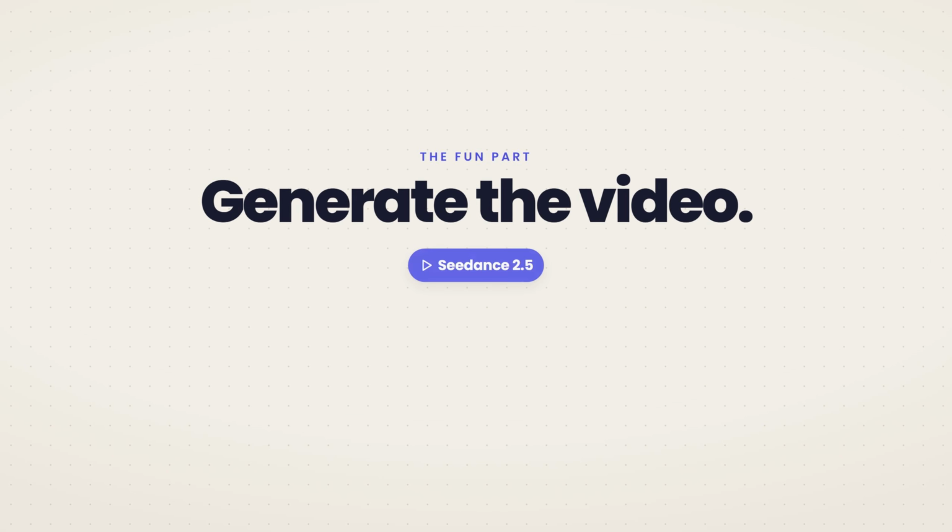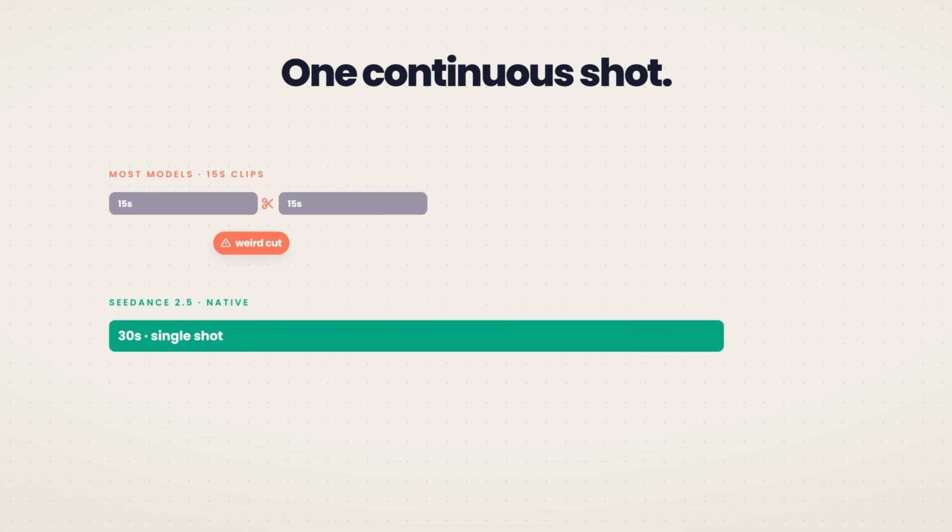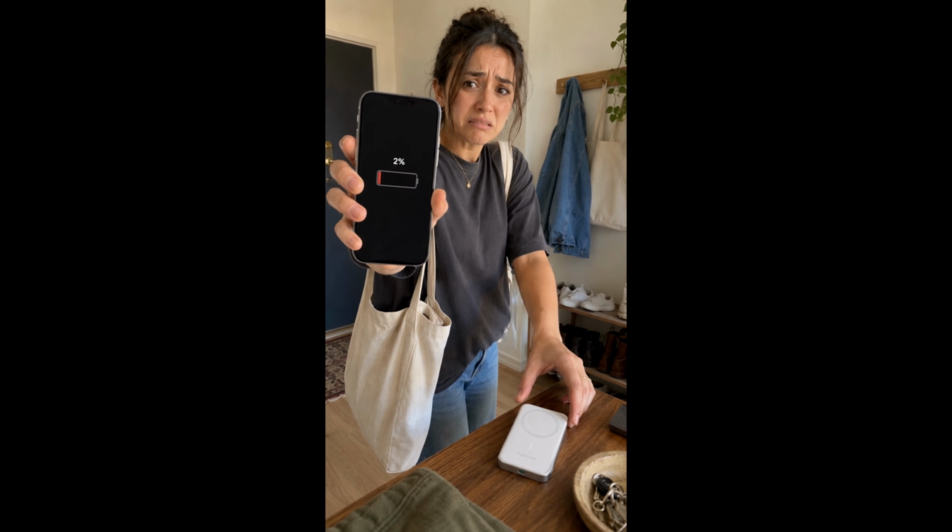Time for the fun part. Let's generate the actual video. I'm using Seedance 2.5 and the headline feature is this: native 30-second single shot videos. Most models give you 15-second clips, then you stitch them together and hope the cuts don't look weird. Here the whole scene is one continuous shot. So let's see it.